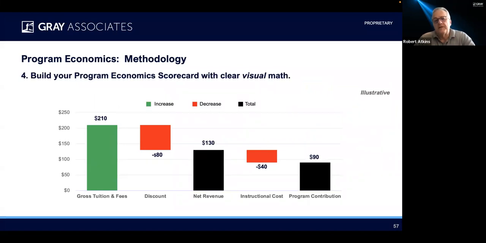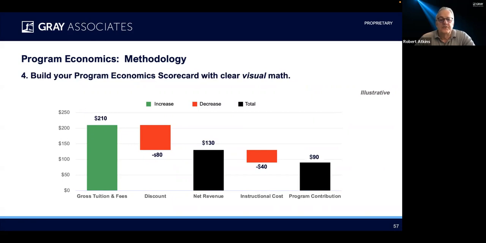So another important point here is clear visual math. Many of the people you're going to try and communicate with aren't, in fact, interested in numbers and may not have done them since high school. And so you want to be very careful that you communicate this in a very clear way. That's why we use the colors. That's why we do simple waterfalls like this.